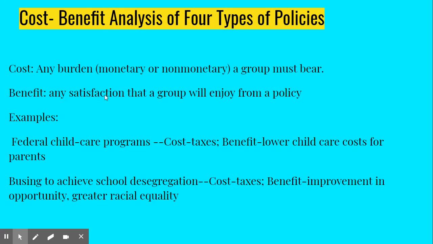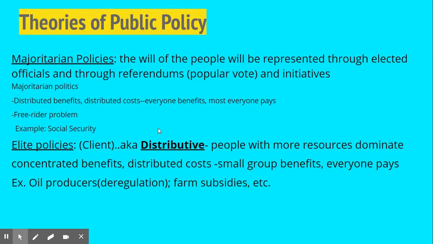So first, let's talk about the cost or the burden of the policy and who benefits. Remember, we talked about this a little bit earlier when we talked about politics, right? So we had some political theories. So majoritarian politics would be where everyone benefits and almost everyone pays, right? These are things like Social Security, right? Everybody benefits from it in some way, and almost everybody pays for it, right?